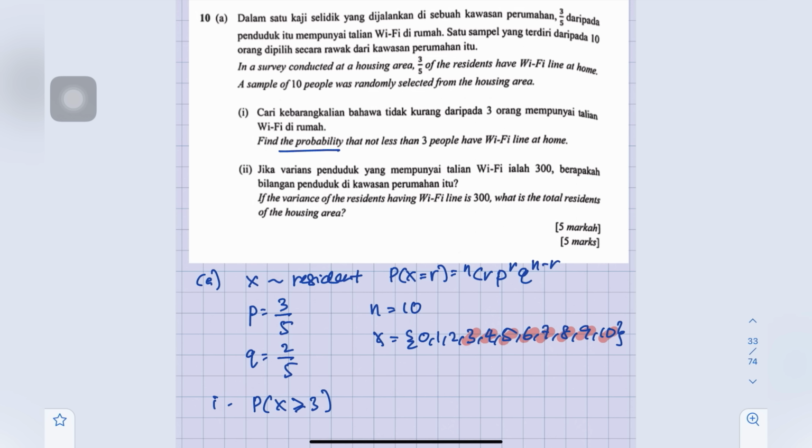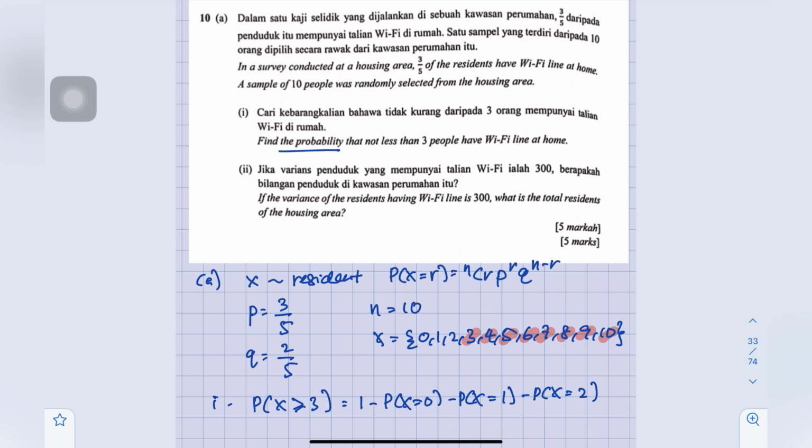We have to find them one by one, but that is not logical. Therefore we know that the total probability is 1. So we subtract the rest. So 1 minus P(X equals 0), minus P(X equals 1), minus P(X equals 2).